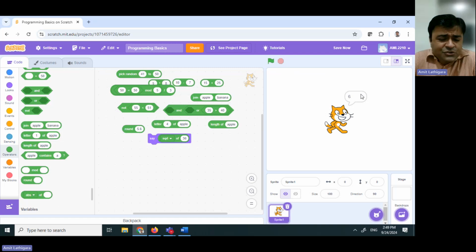In Scratch, I demonstrated various operators individually, which I'm going to use in subsequent programs as and when required.